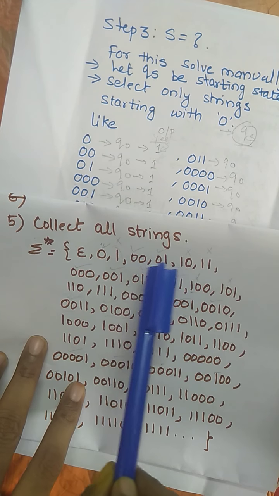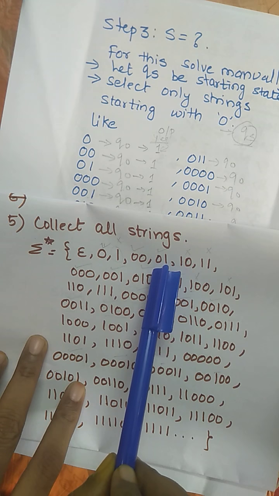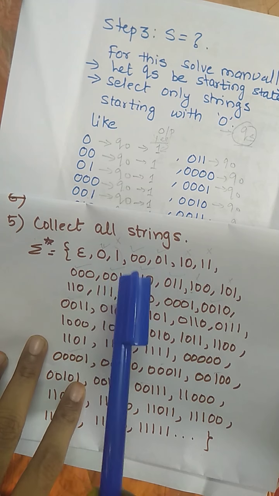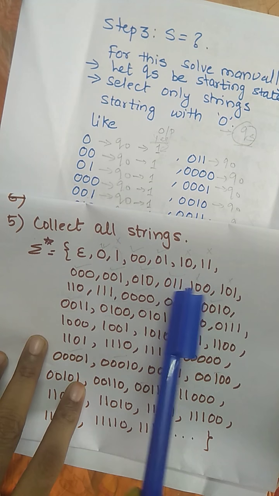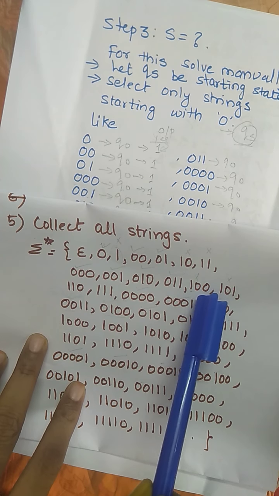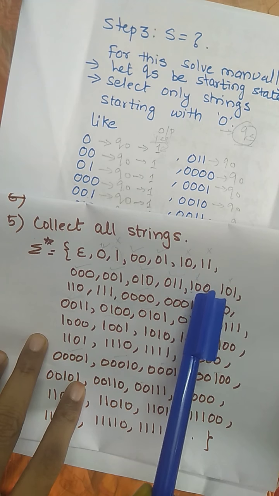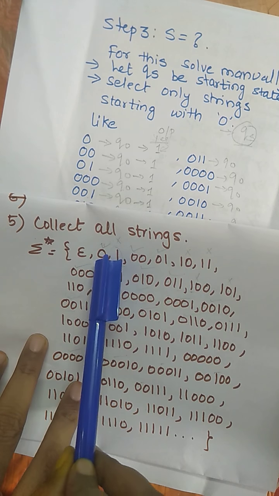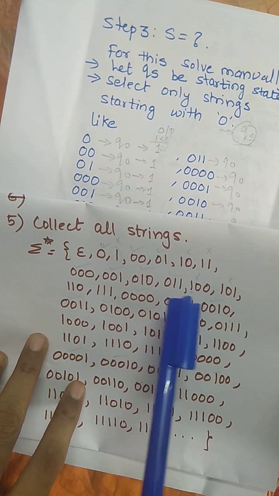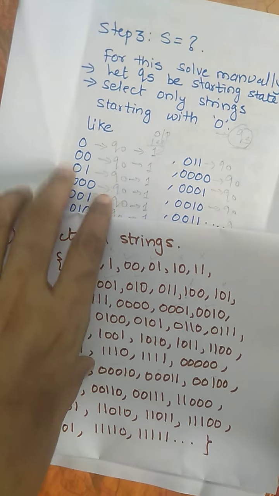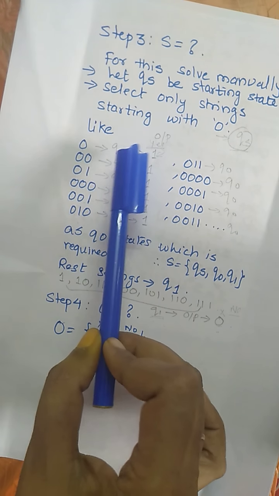00 is according to the question. 01 is our required string. 000 is also a required string. 001 is also required. 010, 011. 100 is not according to the question because the string is not starting with 0. So whatever we had marked with a correct tick, we are going to combine together and give them the name state Q0.